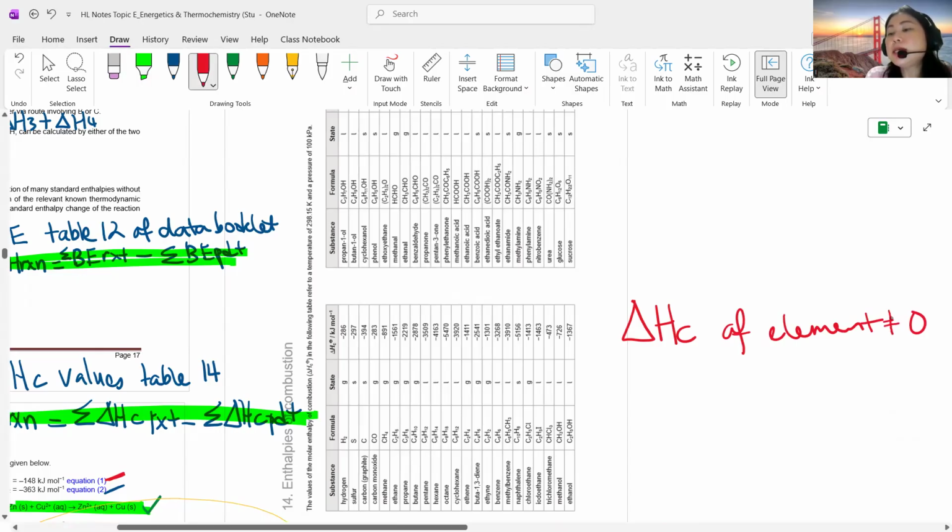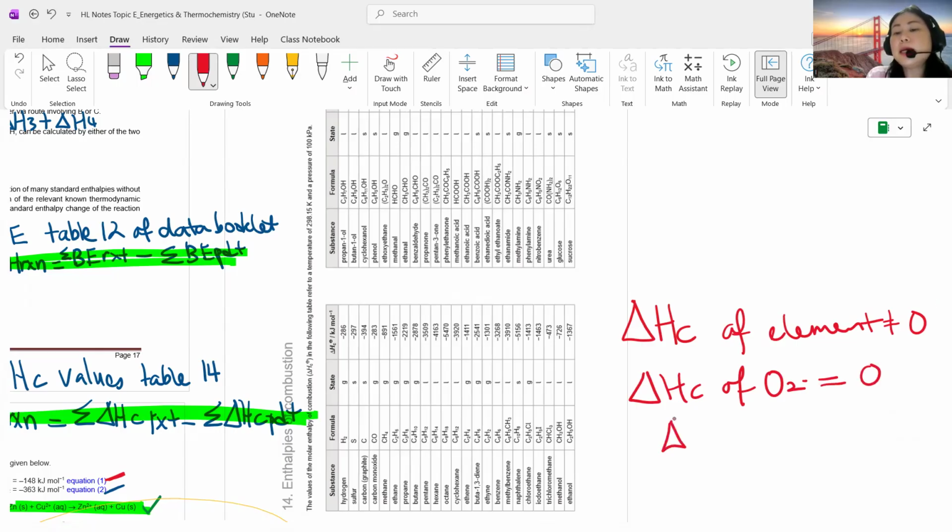Then what are the delta HC values of elements? Is there any delta HC value equal to zero? Yes. Delta HC of oxygen is zero. Delta HC of water is zero. Okay, so then the question is, what is HC?